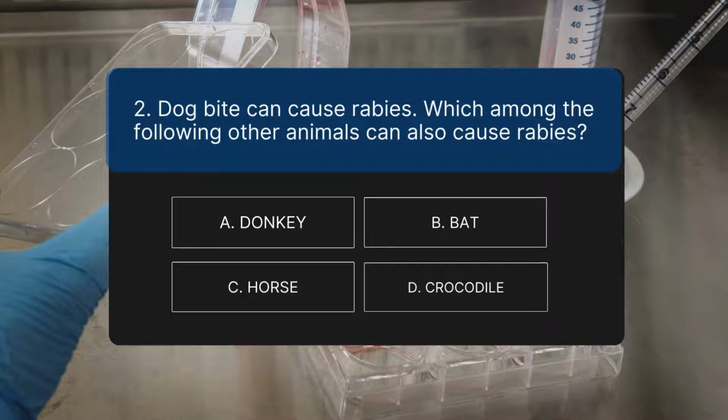Next question. Dog bite can cause rabies. Which among the following animals can also cause rabies? Options A donkey, B rat, C horse, and D crocodile. Guys, the correct answer is option B, bat. Rabies is a deadly virus spread to people from the saliva of infected animals. The rabies virus is usually spread by a bite. Though street dogs are most likely to spread rabies, rabies can also be transmitted from bats.